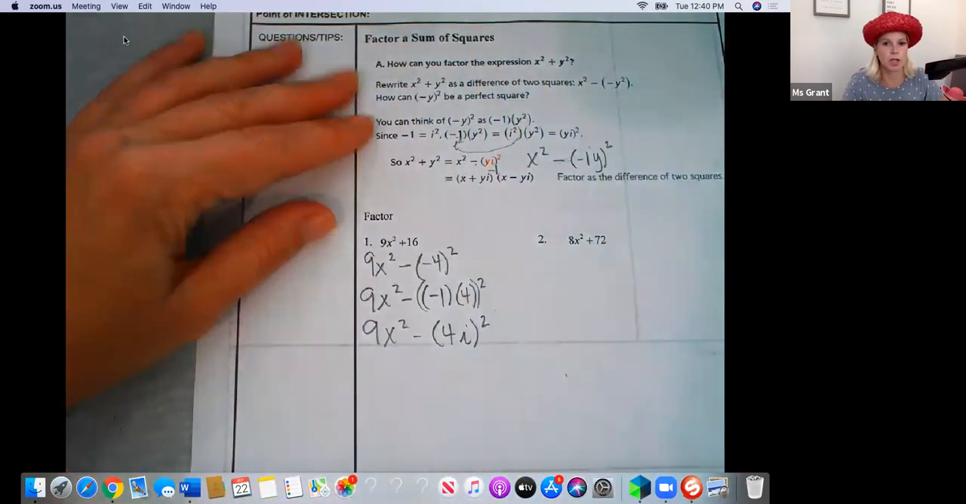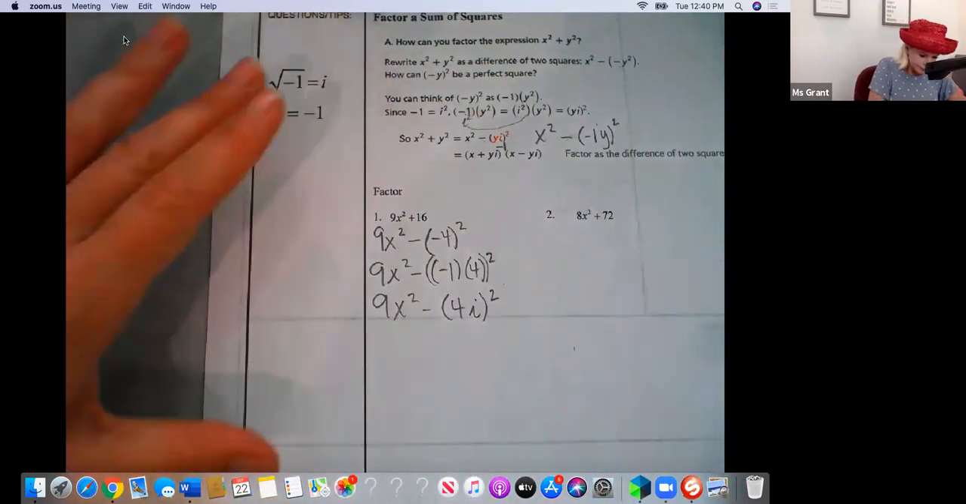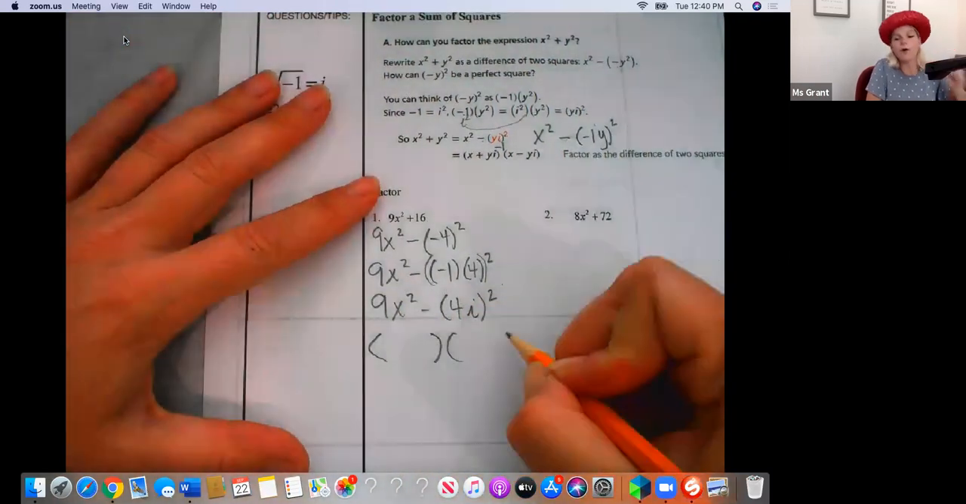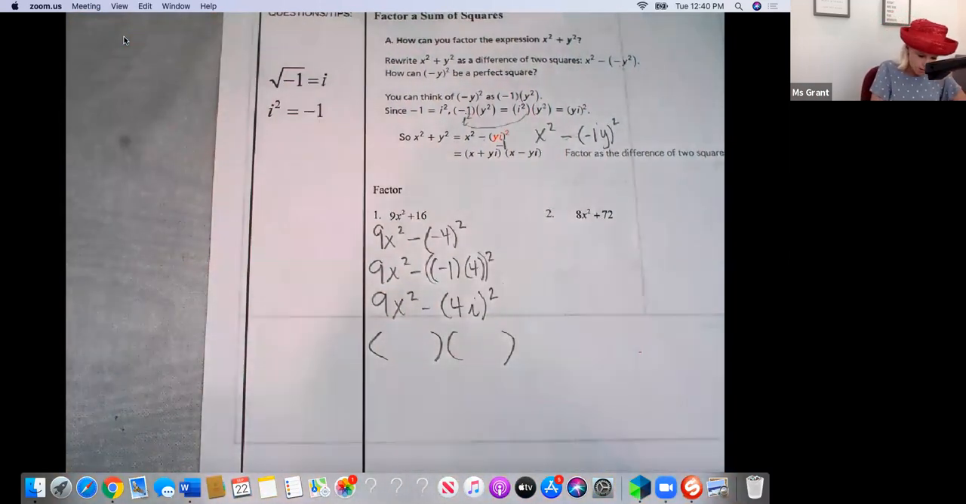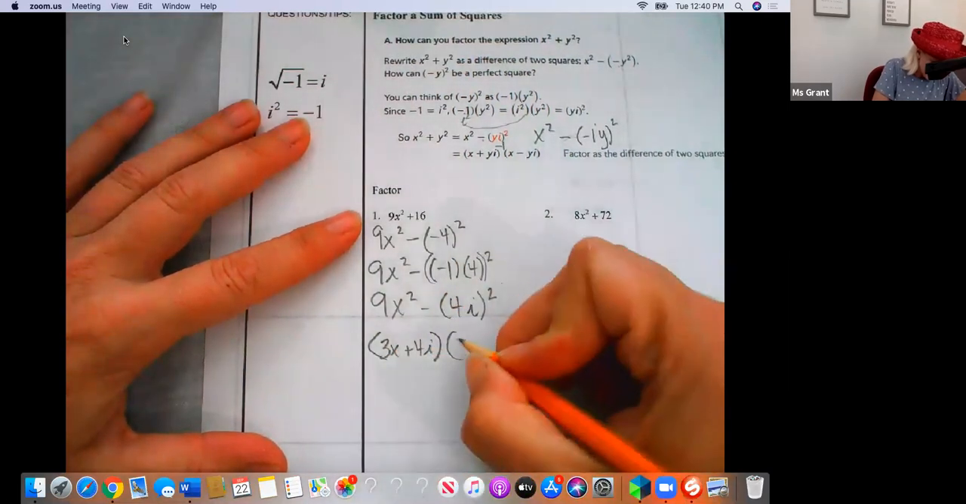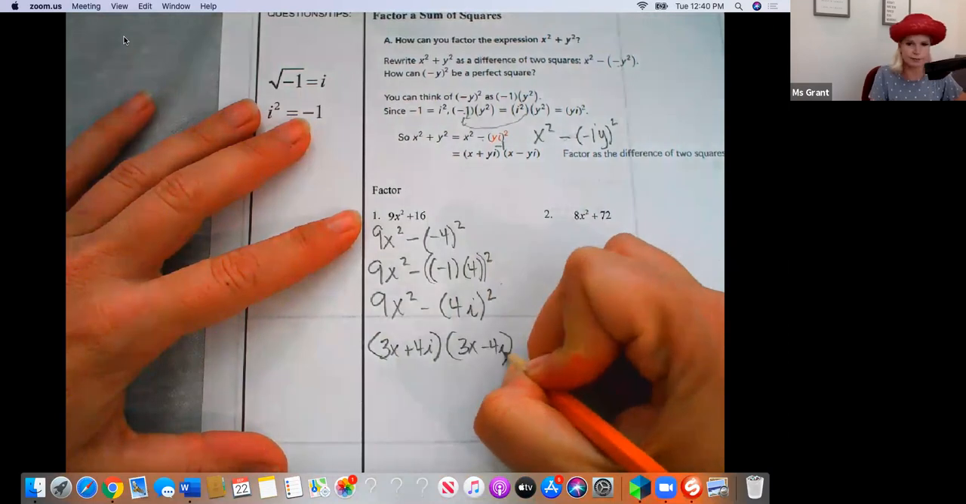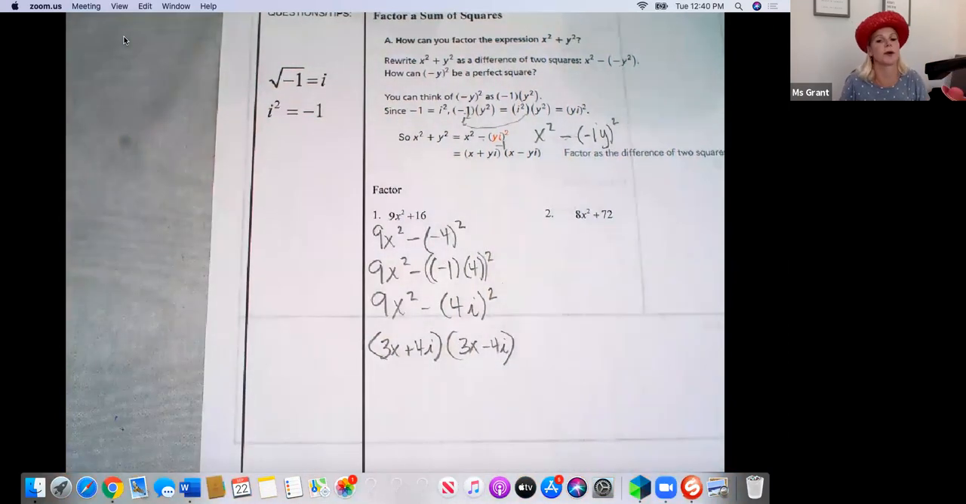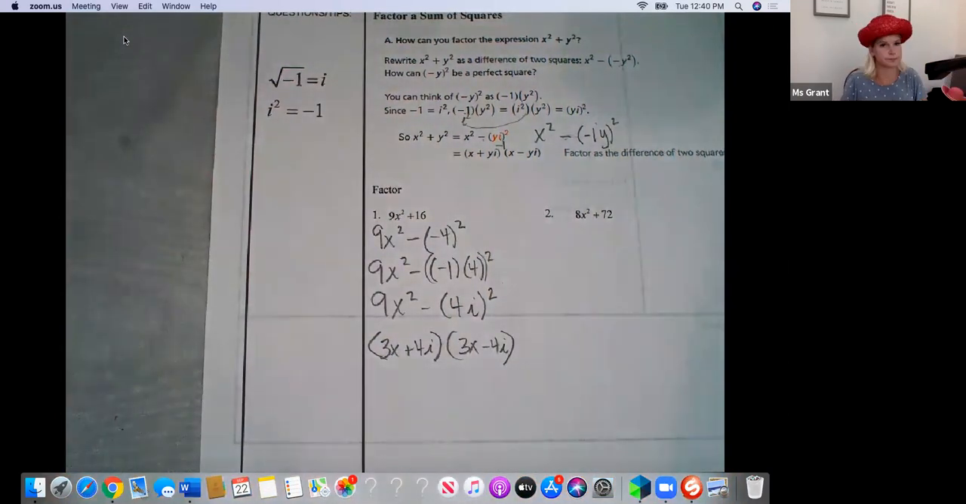Okay, I'm going super slow. 9 is a perfect square. 4 is a perfect square. 3x plus 4i, 3x minus 4i. Difference of two squares, using imaginary numbers. That's our goal today. That's what we're doing.